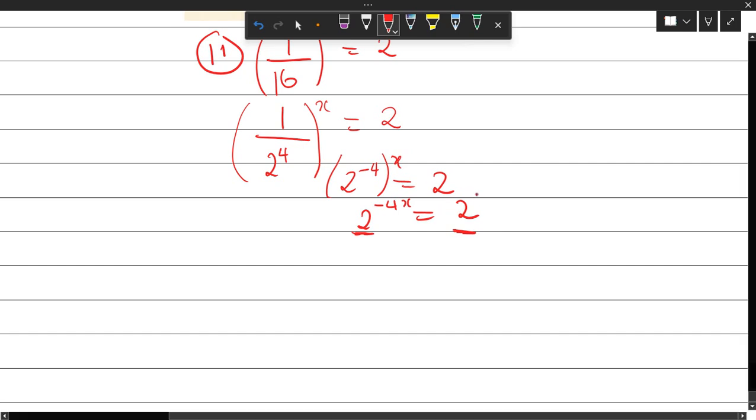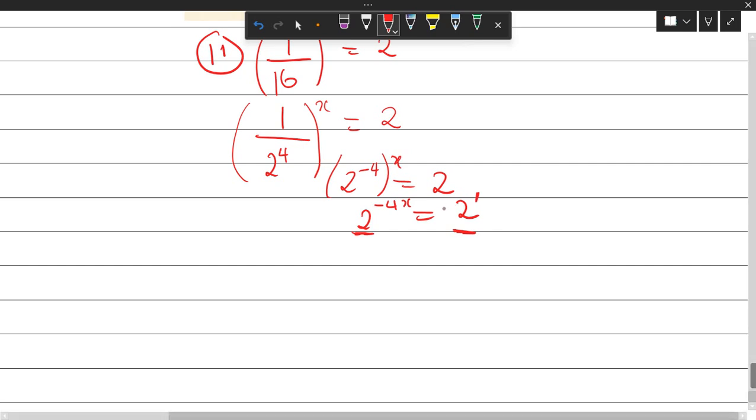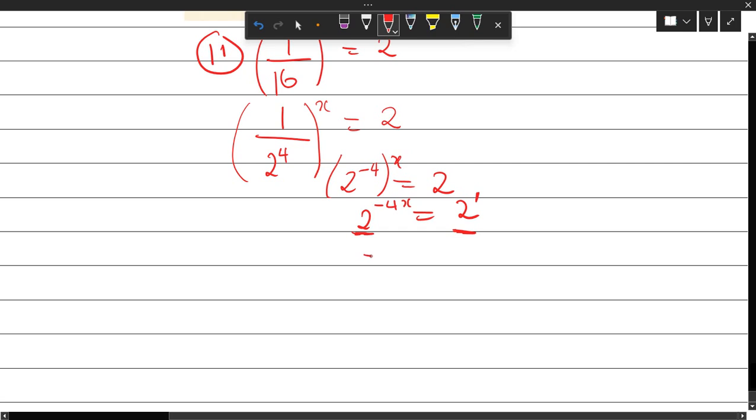So we know 2 here is power 1. Any number, if it doesn't have anything, you know it's power 1. So meaning we get the powers only, since the bases are the same. We have 2 and 2 here. So we write negative 4x is equal to 1. Meaning we solve for x. So we divide by negative 4, divide by negative 4. So x equals negative 1 over 4. So this is your answer. We're solving for x. Okay.